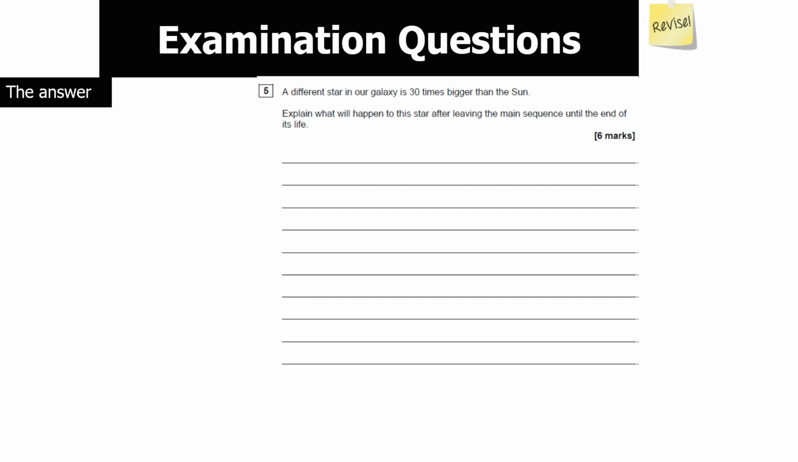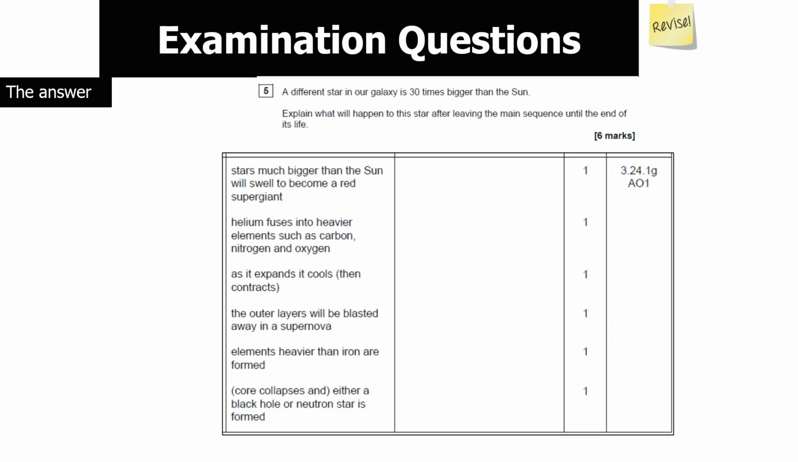Right, again, like I said before, you've got to memorize the life cycle of a star when it's either a star that's similar size to the Sun, or also a star much bigger than that of the Sun. So you've just got to memorize what happens after the main sequence process. So stars much bigger than the Sun will swell not to become a red giant, but a red supergiant. Now in this process, helium will fuse into the heavier elements such as carbon, nitrogen, oxygen, and get all the way to iron. Now as it expands as a red giant, it will cool.